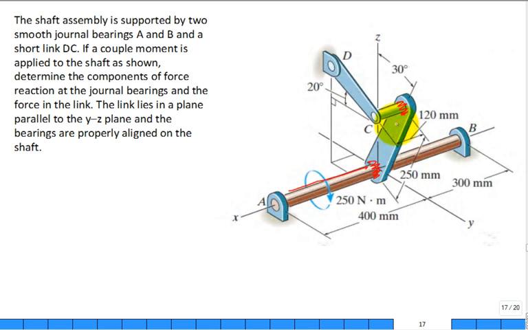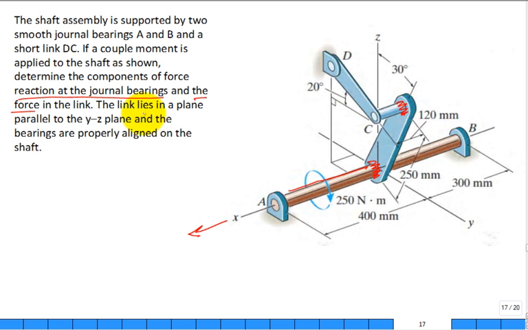Okay. So now, if a couple moment is applied to the shaft as shown, there's a 250 Newton meter couple moment applied. If this is the positive x direction, is that a positive sense of rotation around the x-axis or negative sense of rotation for this couple moment? It's negative, isn't it? Determine the components of force reaction at the journal bearings and the force in the link. So there's a force in the link and the reaction at the journal bearings.